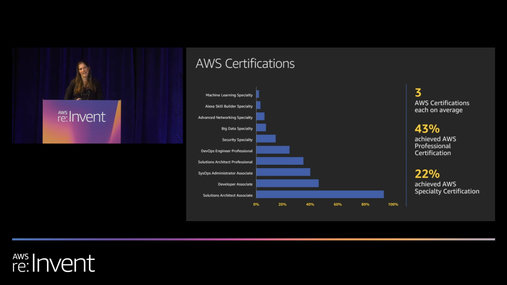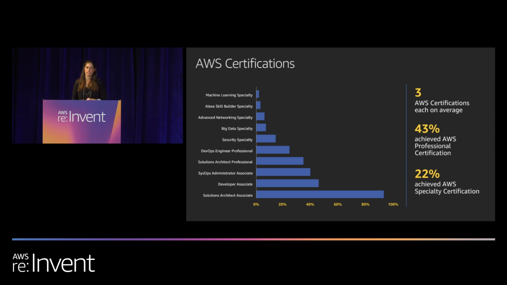You can see that over 90% of our experts have achieved the Solutions Architect certification. It's where many people start their certification journey. To achieve a professional certification, AWS recommends a minimum of 2 years of comprehensive experience designing, operating, and troubleshooting solutions using the AWS cloud. AWS currently offers 2 professional certifications: the DevOps Engineer and the Solutions Architect Professional. 43% of our experts have achieved a professional certification.